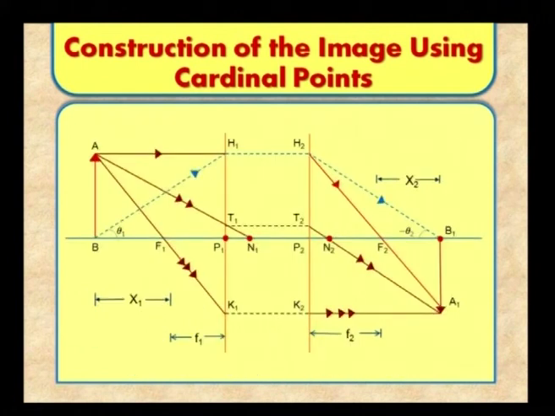So, having found the point where A will arrive, for the point A the image will be obtained at A1. From the point A1, draw a perpendicular to the principal axis. This point A1 will meet the principal axis at a point B1. So, A1B1 is the image that is obtained for the object AB which is placed on the principal axis.